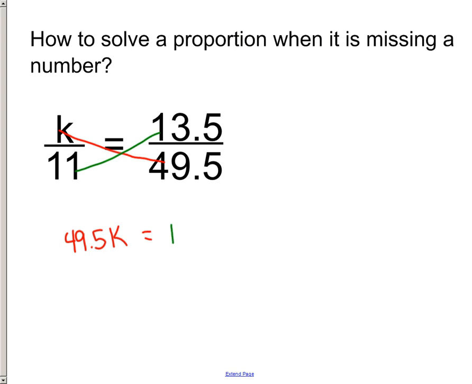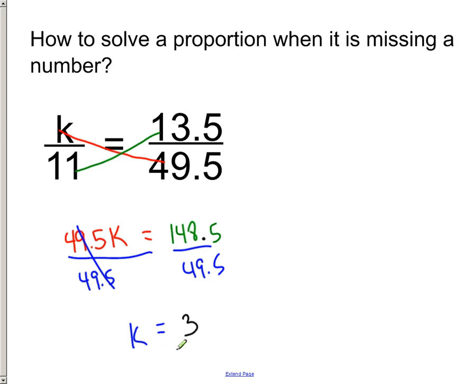Do not round. Do not round. Okay, don't make that 149. It didn't say anything about rounding. You have to take the actual answer. And now we can divide by that number that's in front of the k. So the k is free. And once I do this little division problem right here, 148.5 divided by 49.5, we get the answer. And amazingly, it comes out as a nice integer. K equals 3.